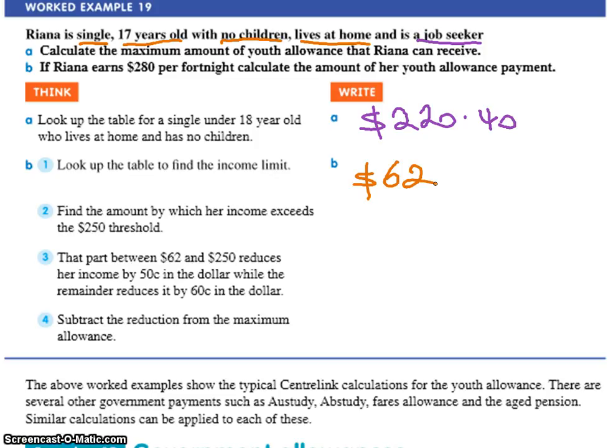All right. So, okay. So she earns $280, right? The lower income limit is 62. So the first $62 doesn't affect her allowance. But the next lot does. Now she earns over $62. She also earns over $250. You agree? Because it says it. Yeah? Okay. So what we're going to do is she's going to lose 50 cents in the dollar for all the money in between 62 and 250. So how much money is there between 62 and 250?